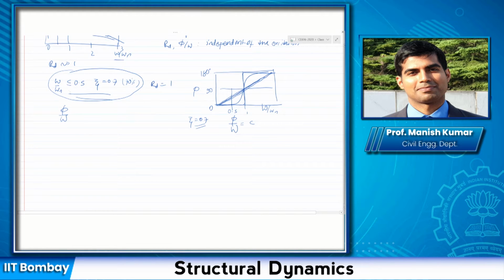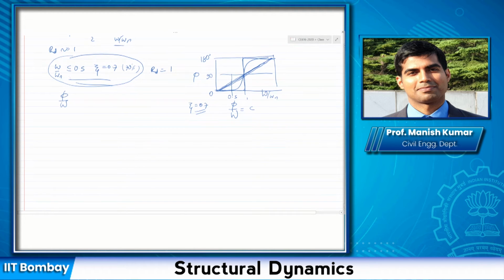We want it to be constant, and not dependent on the excitation frequency. So if I have an accelerometer whose natural frequency omega n is such that omega by omega n is less than 0.1, and I provide damping as high as 70%, then whatever displacement I measure would be the acceleration. This phi by omega is now some constant.